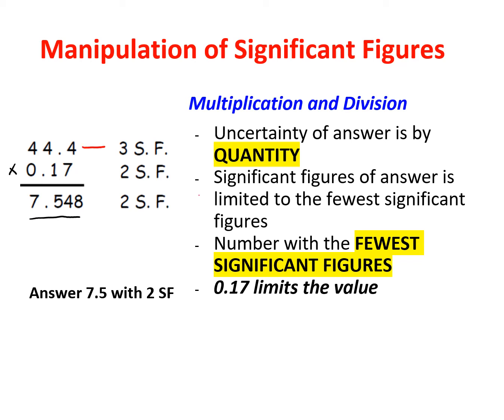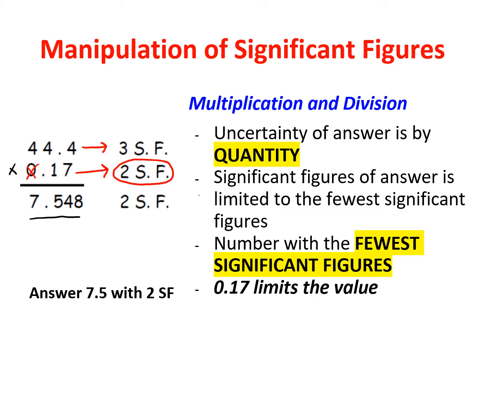So 44.4 would have 3 significant figures because they are all non-zero integers. 0.17 would have 2 significant figures because that leading 0 never counts as a significant figure. So when we compare those 2 values, 2 sig figs versus 3 sig figs, we are going to be limited by the number with the fewest amount of sig figs. So since 0.17 only has 2 significant figures, our answer can only have 2 significant figures.